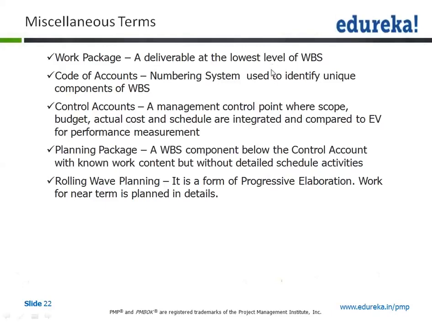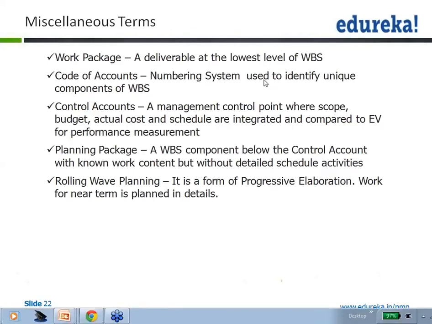Then comes the code of accounts. Code of accounts is a numbering system which is used to identify the unique components of the WBS. And this is very clearly a numbering system. You can think in your mind of numbers like 1.2, 1.3, 1.4, or 1.0.0.1. So the moment you define those numbers, it gives you a very clear-cut indication of where we currently are in the WBS.